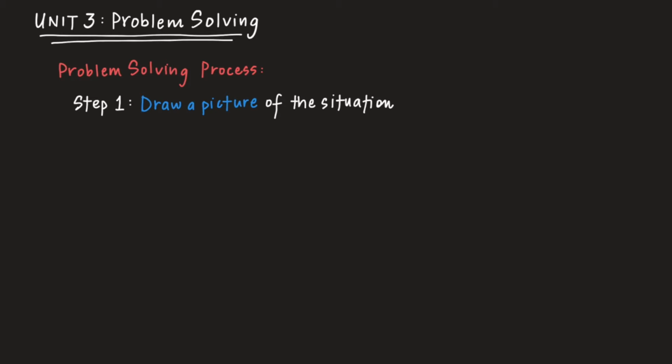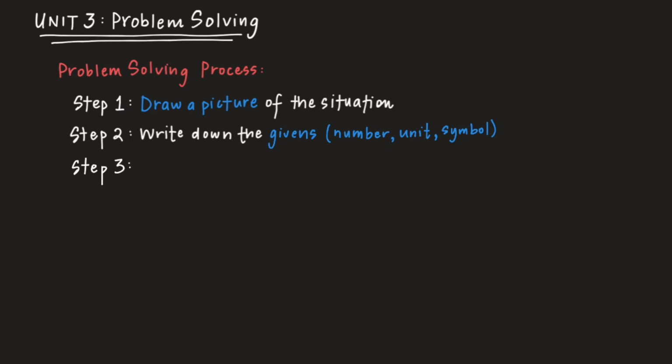So when we problem solve, we need to remember our problem solving process. So what are the steps? Well, step one, we want to draw a picture of the situation. That just gives us some context as we move forward. Step two, we want to write down the givens with the number, unit, and the symbol. Step three, we want to write down our unknowns. What do we not know? And we write it down with the symbol and a question mark.